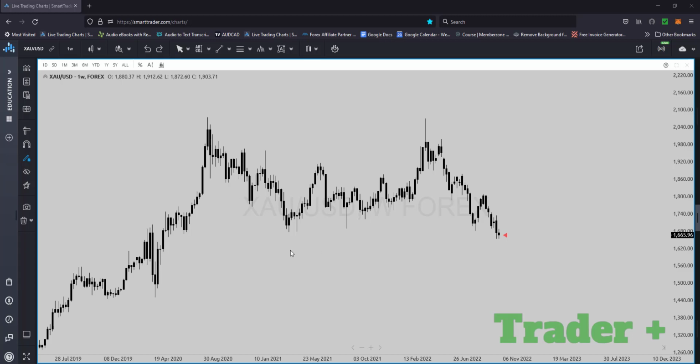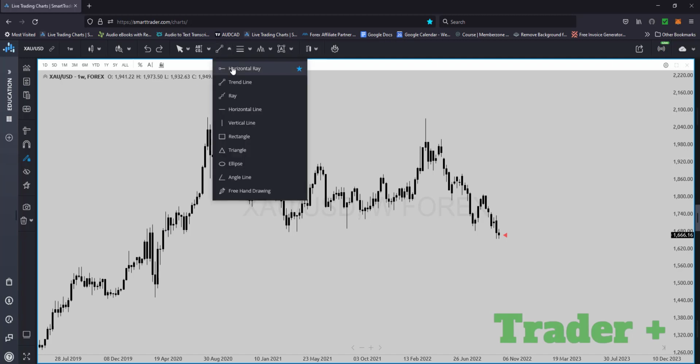Today I'm going to be doing a full analysis on XAU USD, or gold, and I'm starting with the weekly time frame, because I use the weekly and the daily time frame to find market direction, and then I go to the smaller time frames, like the 1 hour, for entries.